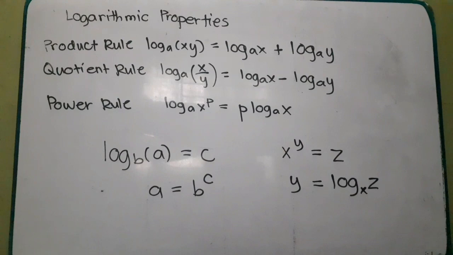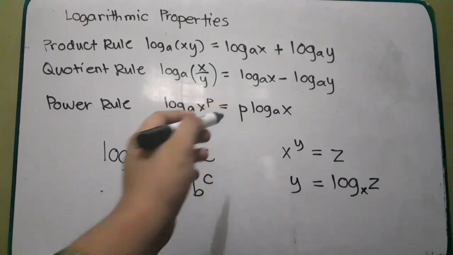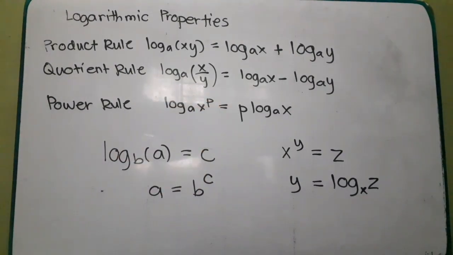So log of x to the power of p base a. So the coefficient of x can be rewritten as the coefficient of the log. So this p you can rewrite as the coefficient: p log of x base a.